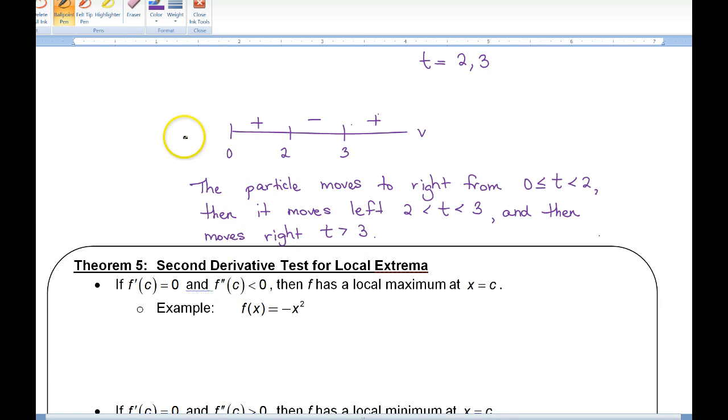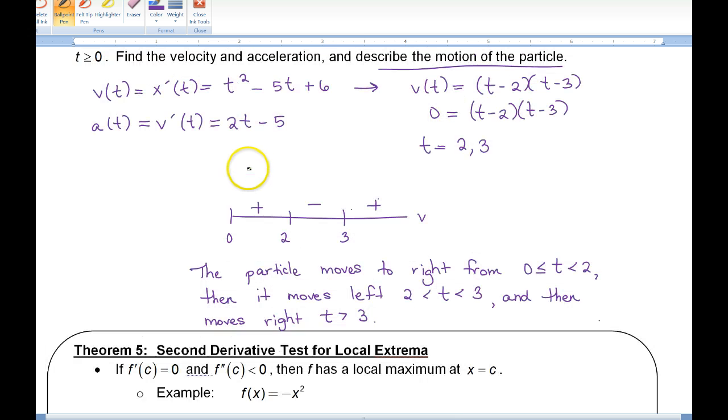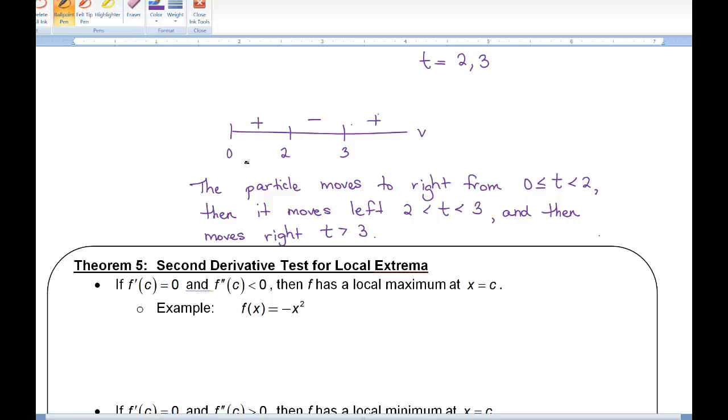So for right now, if they ask to describe the motion of the particle, just take a look at velocity, find the zeros for velocity, and then put it on a number line. Use test values, and where it's positive, you could say it's moving in the positive direction, or you could just say moving to the right, and then if it's negative, moves in the negative direction or to the left.